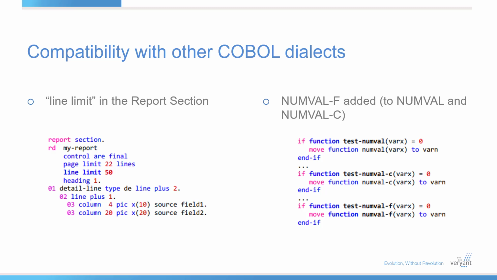numval is a function that converts an alphanumeric variable to a numeric variable. numval-c does the same with values containing currency signs and commas. And in 2024 R1, we've added numval-f, which will convert number strings with an exponent value.